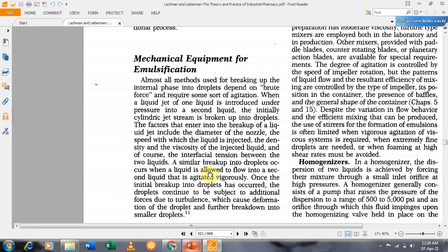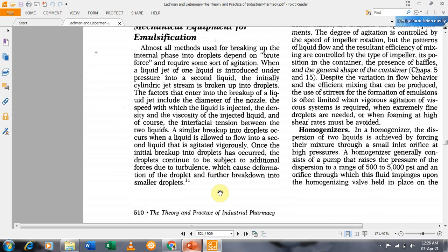A similar breakup into droplets occurs when a liquid is allowed to flow into a second liquid that is agitated vigorously. Once the initial breakup into droplets has occurred, the droplets continue to be subject to additional forces due to turbulence, which cause deformation of the droplets and further breakdown into smaller droplets.